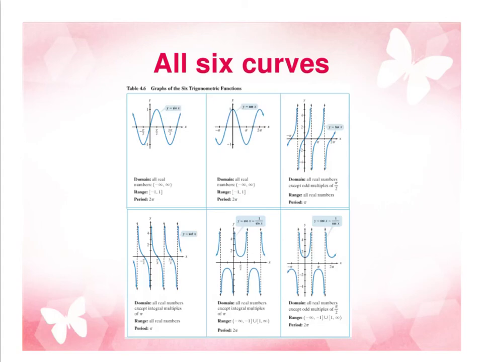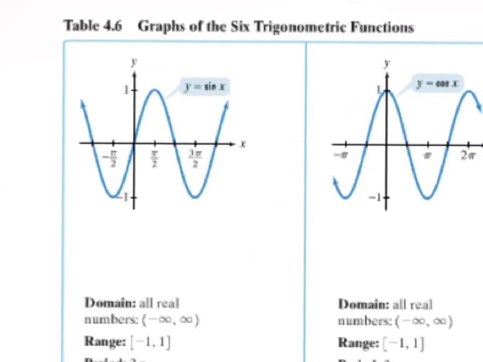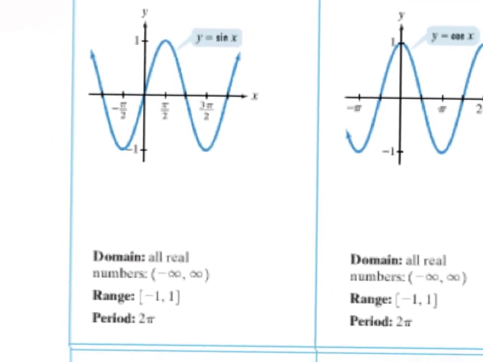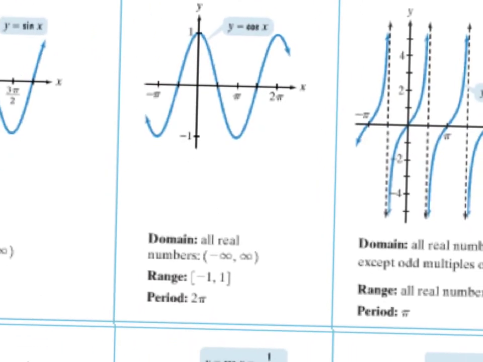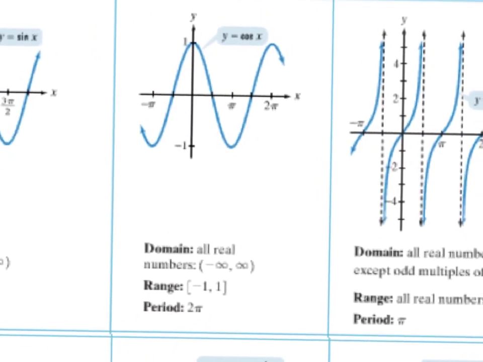So we've talked about all 6 curves for our trig functions. Remember, here's the graph of sine. The domain's all real numbers. Range is -1 to 1. Its period is 2 pi. Here's cosine. Domain is the same. Range is the same. And period is the same, except it looks like a shifted sine curve.